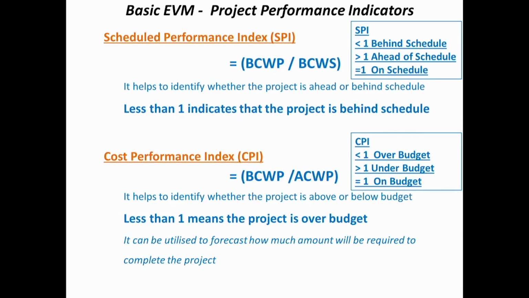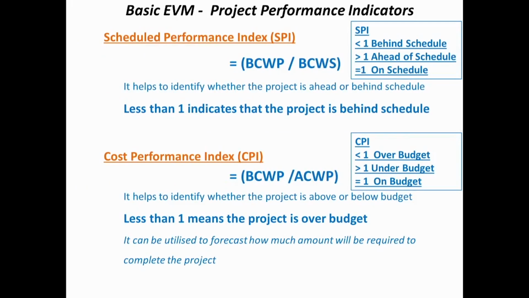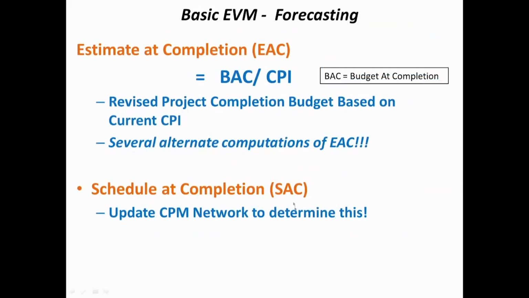Now, one more critical parameter that is used in basic earned value is forecasting. I should be able to use my performance measures to forecast where I am going to finish. So your CPI gives me my cost performance index. I take my budget at completion, BAC, divide by CPI, and I get my revised project completion budget.